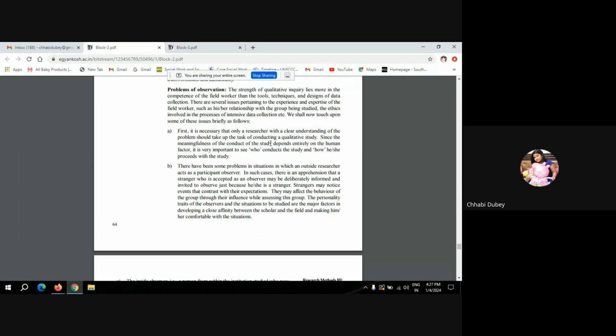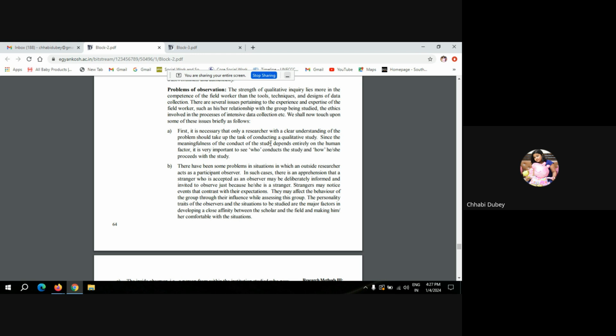Now there are certain problems that are inherently there when it comes to observation. First of all, only a researcher with a clear understanding of the problem should take up the task of conducting a qualitative study. So it is not everybody's piece of cake. It should be a person with a clear understanding of the problem who gets into this qualitative study, because there is a lot of subjectivity involved.